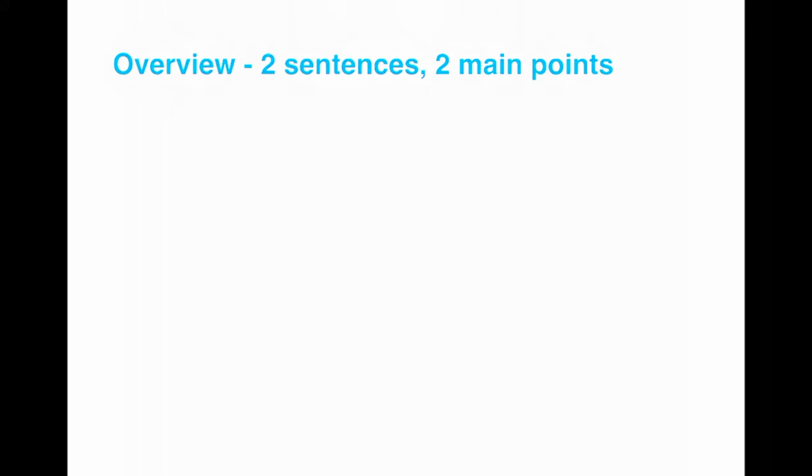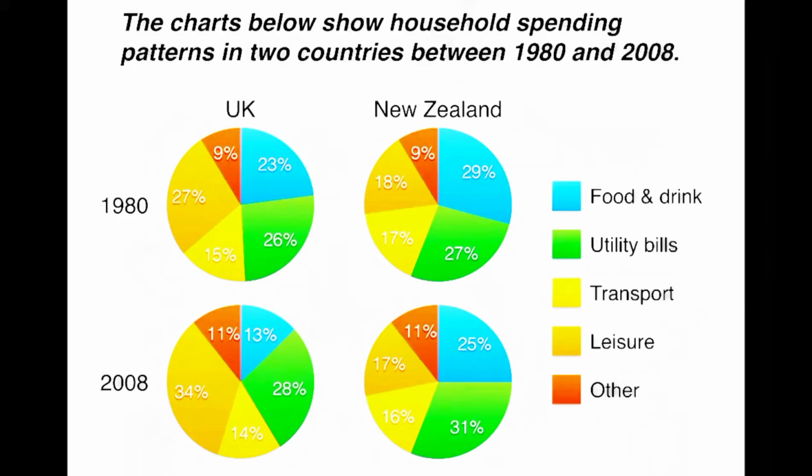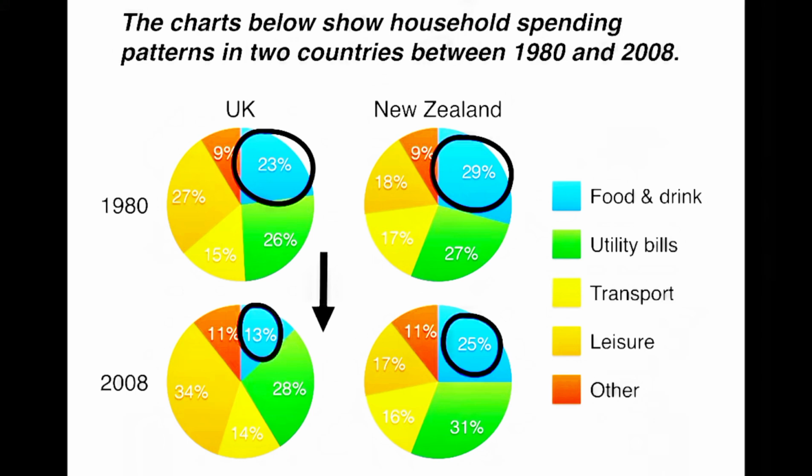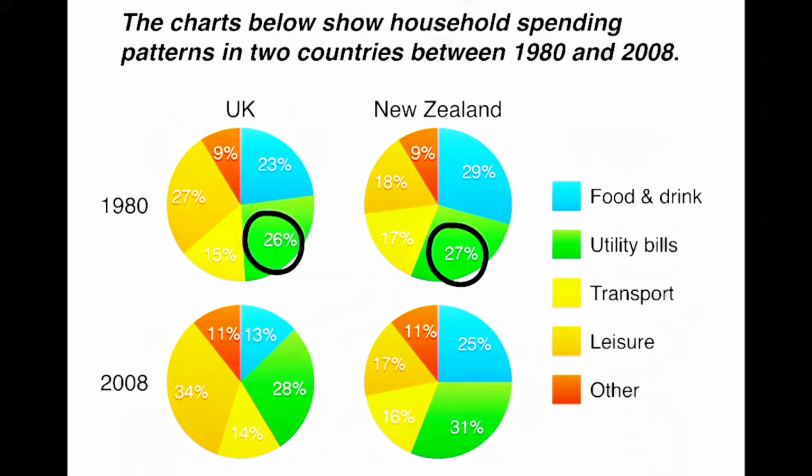2 sentences, and we need 2 main points. I've had a good look at this pie chart and made my choices for the overview already. You might need to look at it in a bit more detail and think about it, but here are my choices anyway. I noticed firstly that in both countries, if we look at food and drink, we see a decrease between the 2 years. So there's a similarity there between both countries. And also in both countries, if we look at utility bills, we can see an increase from 1980 to 2008.